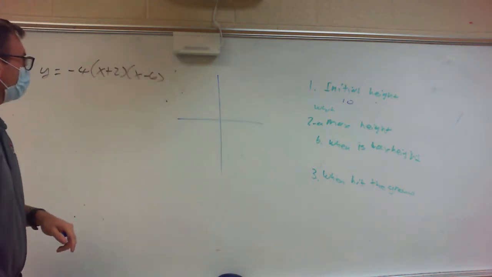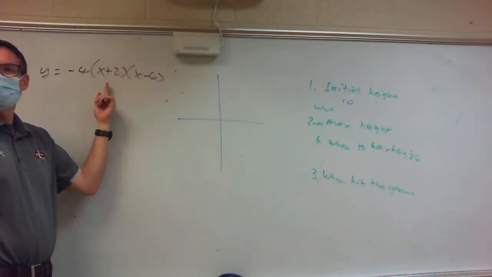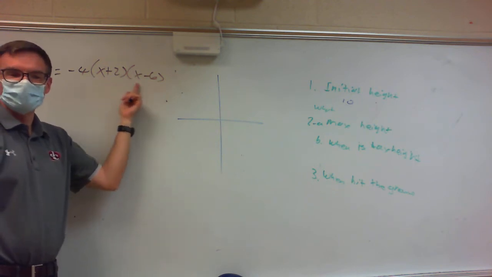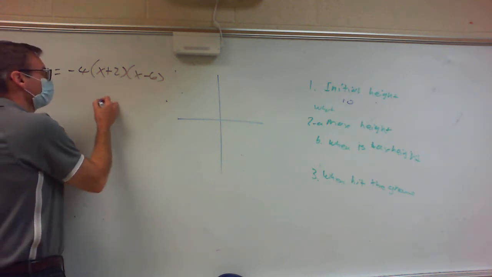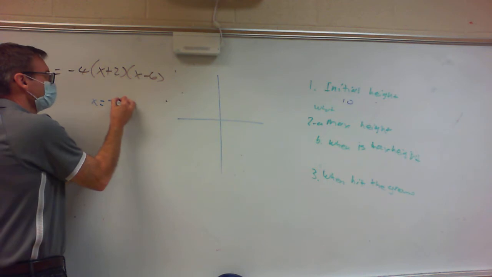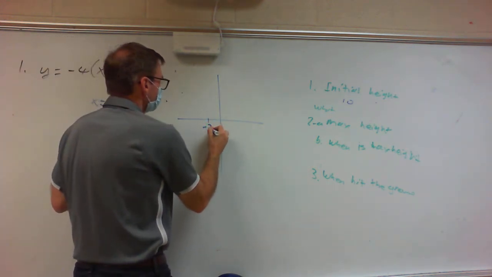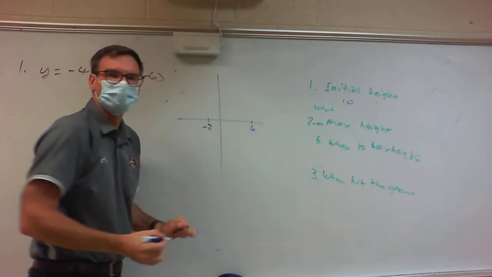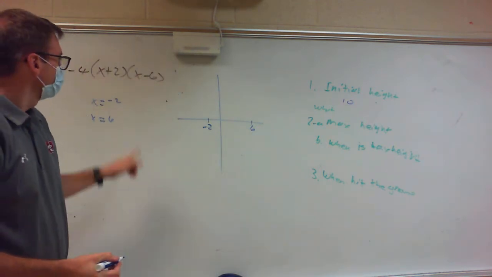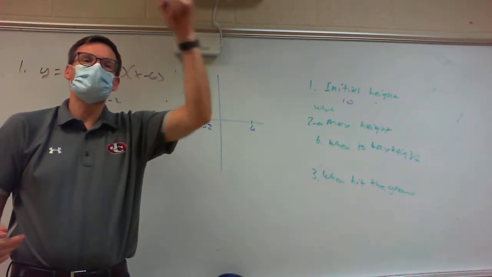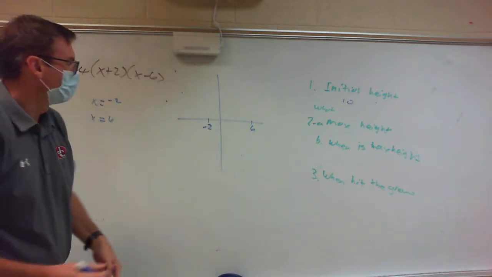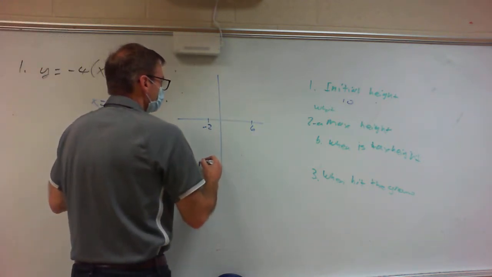Well, to create the graph, I know my intercepts. I have an x-intercept at -2 and an x-intercept at 6. Here I have one at -2, here I have one at 6. That negative means this thing's turning down. So I know it's doing this.